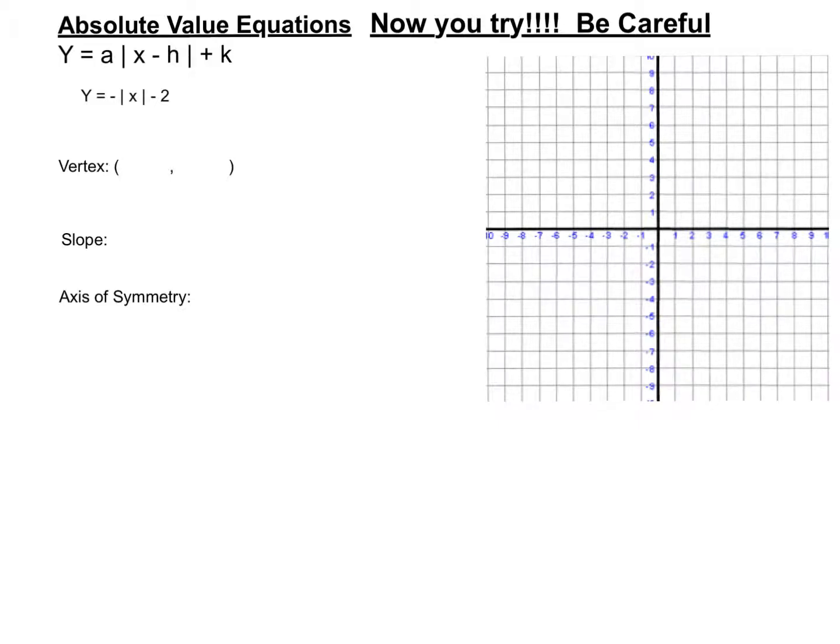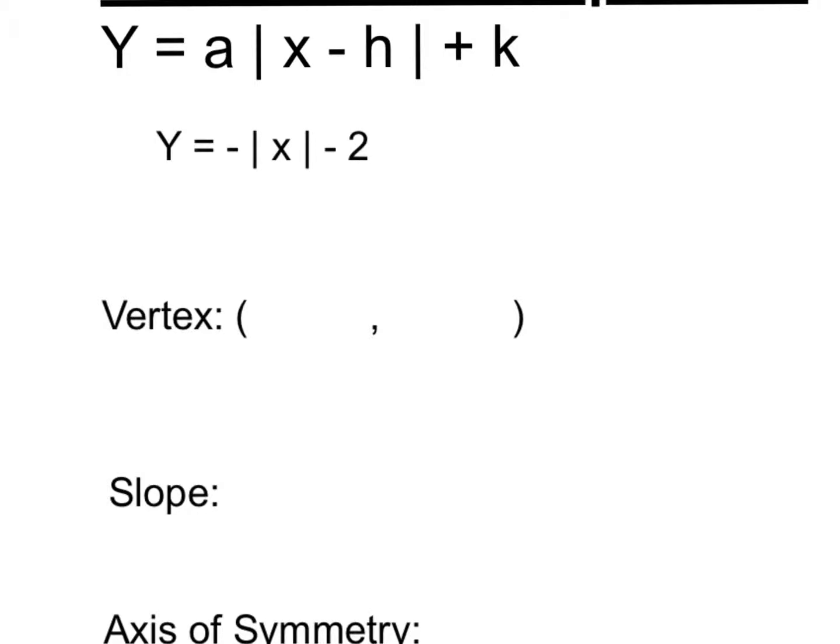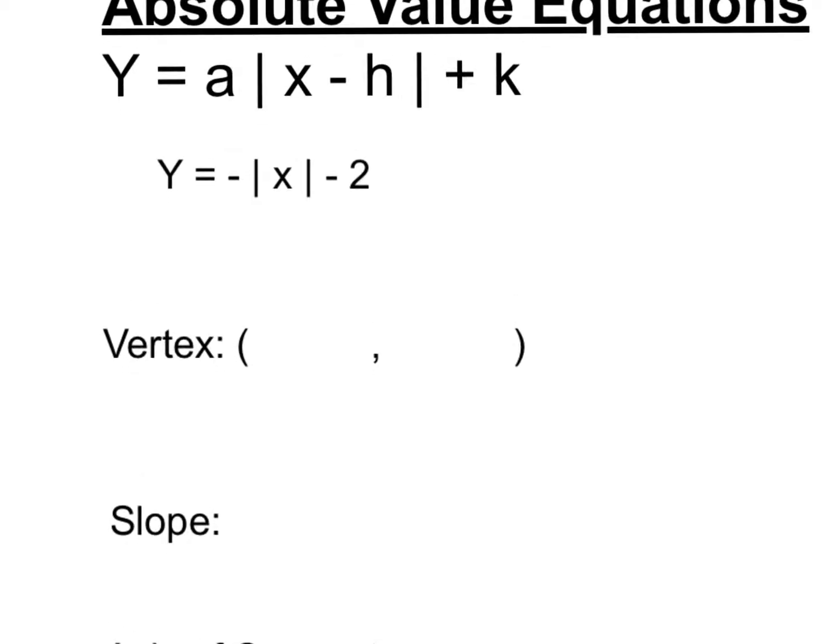Alrighty, folks, we're back. All right, so again, let's start our problem off. Notice I've got some pieces missing. We've got the h missing, and we have the slope missing. Remember like I said earlier, if the h is missing, that really means x plus or minus 0. So my vertex coordinate is 0. My k value is -2, so that's just -2.